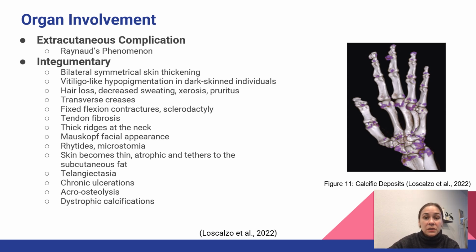For the clinical manifestations, both subjective and objective, for scleroderma, I will move by organ involvement. For extracutaneous, you can have Raynaud's phenomenon. For integumentary, you can have bilateral symmetrical skin thickening, vitiligo-like hypopigmentation in dark-skinned individuals, hair loss, decreased sweating, xerosis and pruritus, transverse creases, fixed flexion contractures or sclerodactyly, tendon fibrosis, thick ridges at the neck, mouse-like facial appearance, rhytides or microstomia. The skin becomes thin, atrophic, and tethers to the subcutaneous fat, telangiectasia, chronic ulcerations, acro-osteolysis, and dystrophic calcifications.